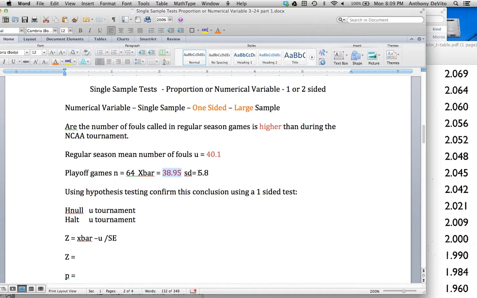The mean is 38.5, same as before, except this time, as I mentioned before, we want to argue that the regular season game is higher. Null during the tournament is less than regular season. During the tournament, it's greater than. Nope. What am I saying? Regular season. Our null is... well, I'm going to do my alternative hypothesis first because that's easier. What I'm trying to prove is that during the tournament, the average number of fouls is less than the mean for the regular season.